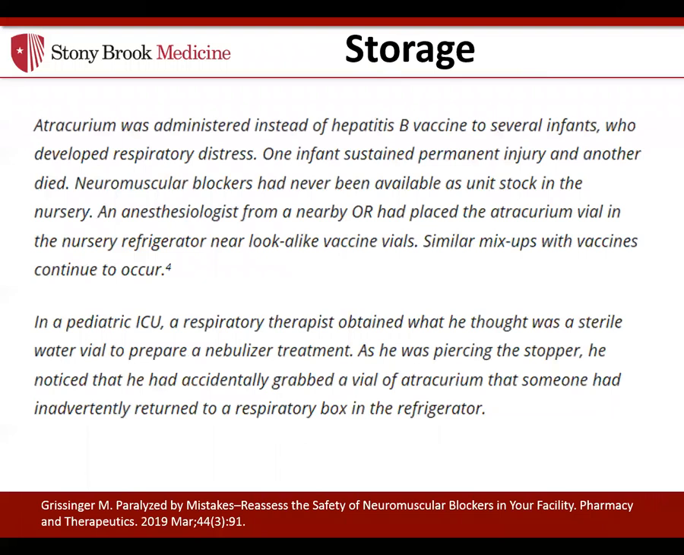The first risk reduction strategy from ISMP is to standardize the storage of these medications. There have actually been several errors and near misses attributed to how these medications have been stored. I've included 2 examples of reports to ISMP here. In one case, atracurium was administered to several infants instead of the hepatitis B vaccine. This led them to develop respiratory arrest, and that was primarily because the vial was inappropriately stored in the refrigerator in the PICU. In another case, a patient almost received a vial of atracurium instead of sterile water because someone inappropriately stored it near the vials of sterile water and they just happened to look alike, so this patient received it by error.